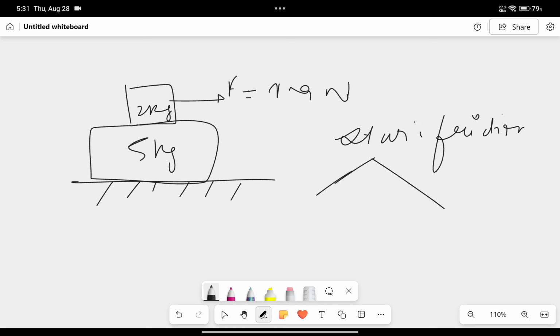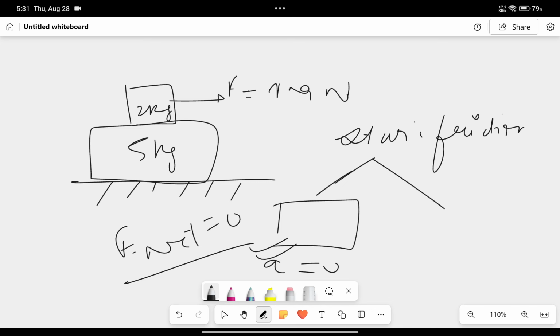there can be two scenarios. The first scenario can be when the whole system is at rest. You try to write the equation using laws of motion, and when you do, you would equate the acceleration to be zero, and the net force to be zero, right? Because it was static friction.